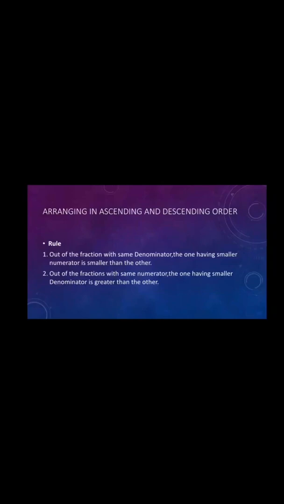Now we will study how to arrange the given fraction into ascending and descending order. So the first rule is, out of the fraction with same denominator, the one having a smaller numerator is smaller than the other. Now let's understand this statement with the help of an example. So here we have 3 upon 7, 5 upon 7, 1 upon 7, 4 upon 7. So we have to arrange this into ascending order.